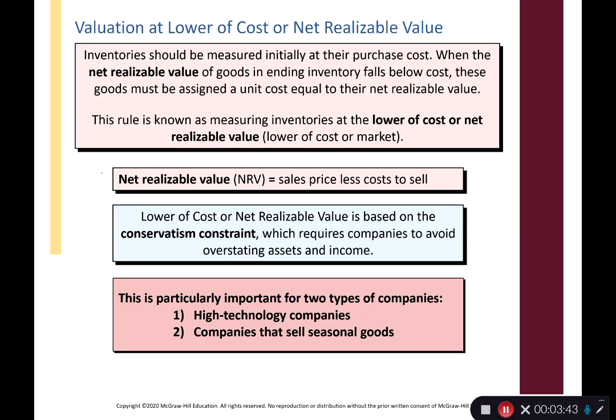This is based on the conservatism principle, which says we want to make our company be as conservative as possible, which means record any potential losses right away to show the worst case scenario to the owners. Obviously, managers don't want to do that, but this is what GAAP requires. Companies that are particularly susceptible to this would be high-tech companies or any company that sells seasonal goods.